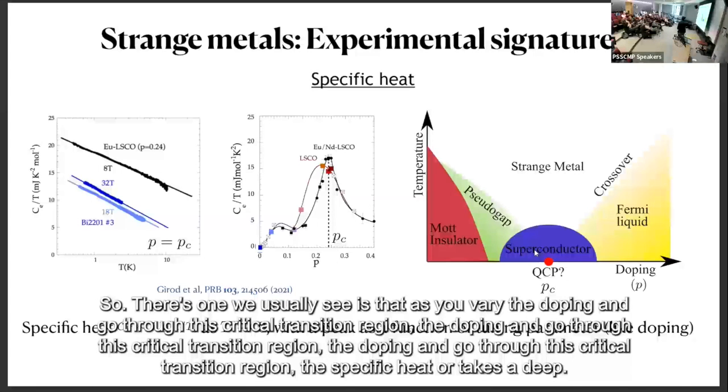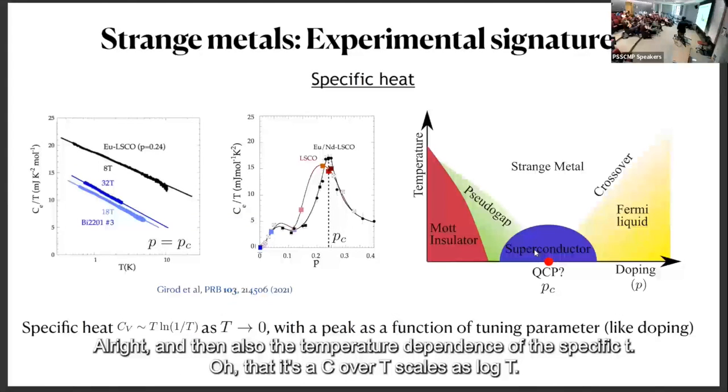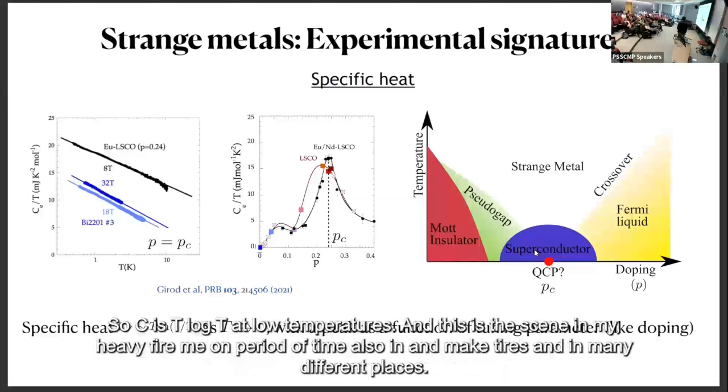Usually one sees that as you vary the doping and go through this critical transition region, the specific heat takes a peak, and then also the temperature dependence of the specific heat is that C over T scales as log T, so C is T log T at low temperatures. And this is seen in cuprates and heavy fermion materials, and also in pnictides in many different places.